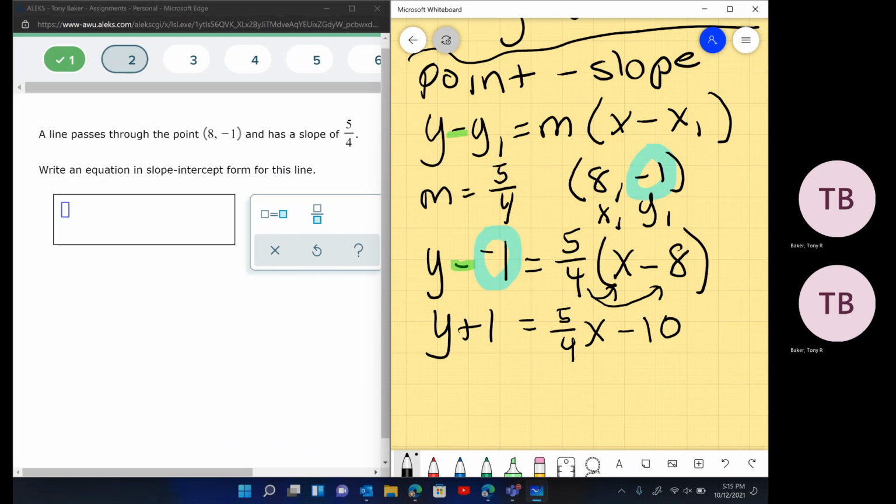If I did 8 divided by 4, I'd have gotten 2. 2 times 5 is still 10. So either way, it works out the same thing. We good to that point?